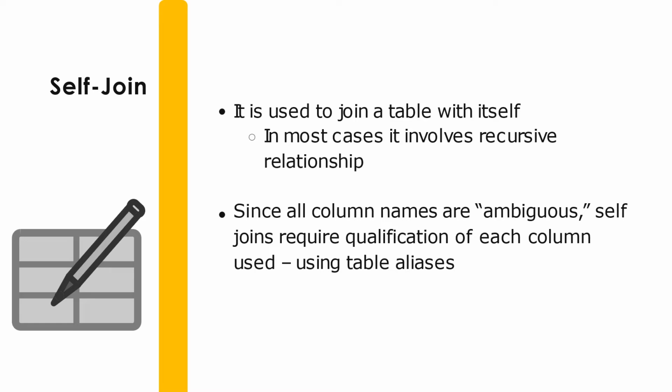We have seen in an example before that we may be saving the employee number of an employee's manager or an employee's spouse in the same table. If you would like to get information on the manager or the spouse, we need to do a self-join in our table. Since all of the column names are ambiguous, self-joins require qualification of each column using table aliases.